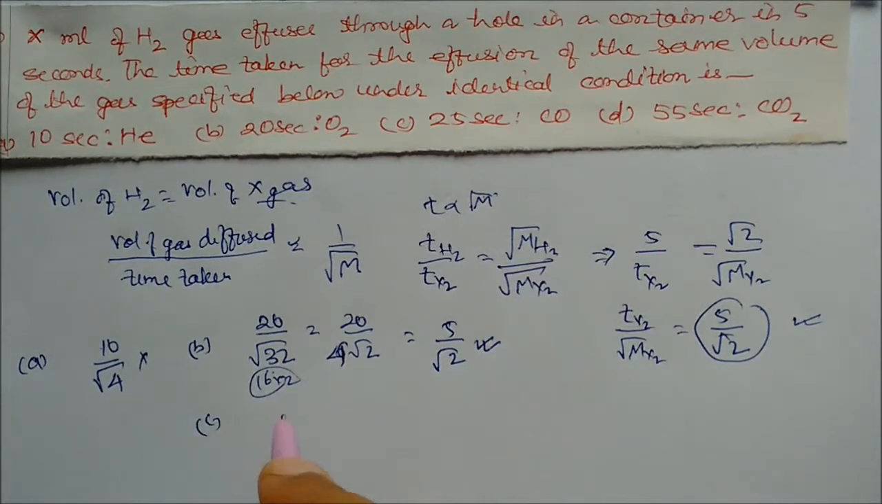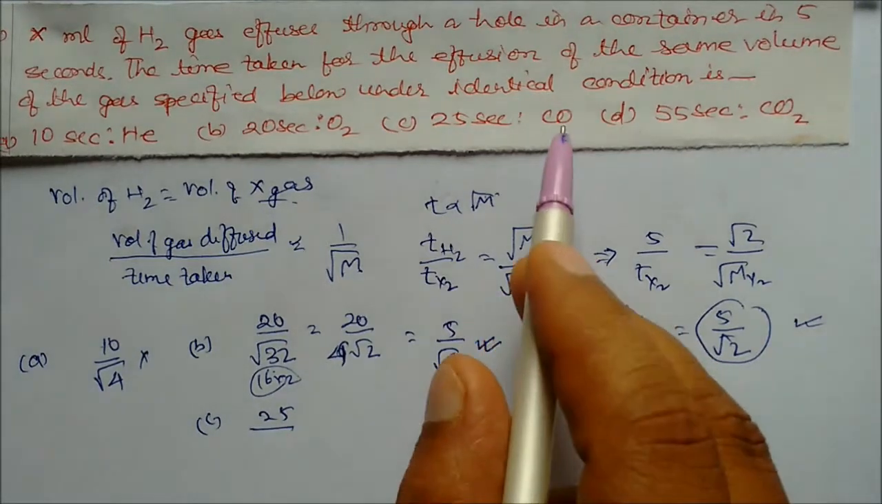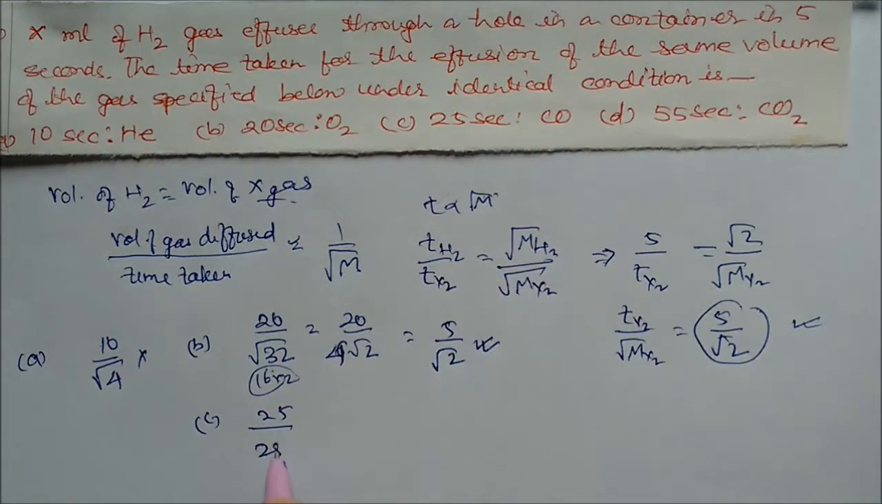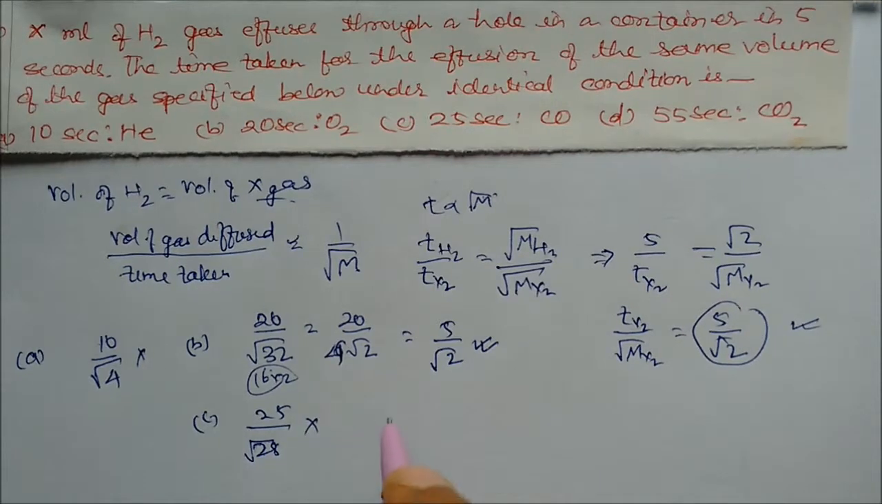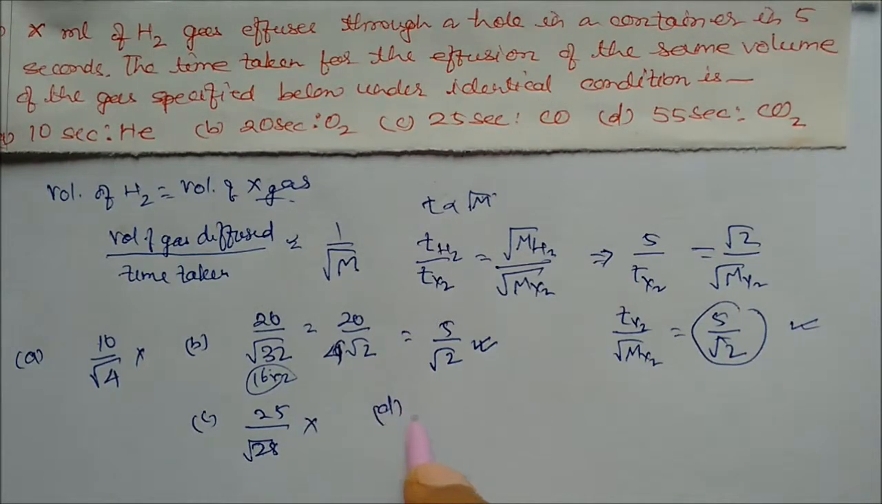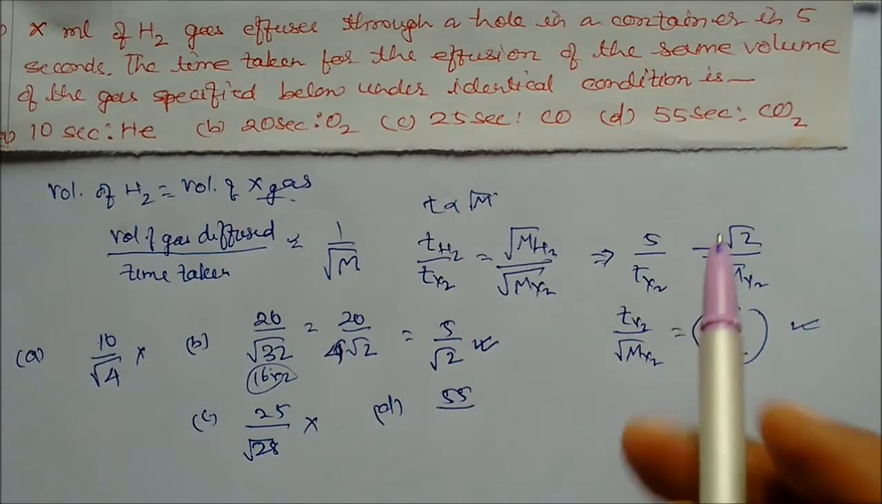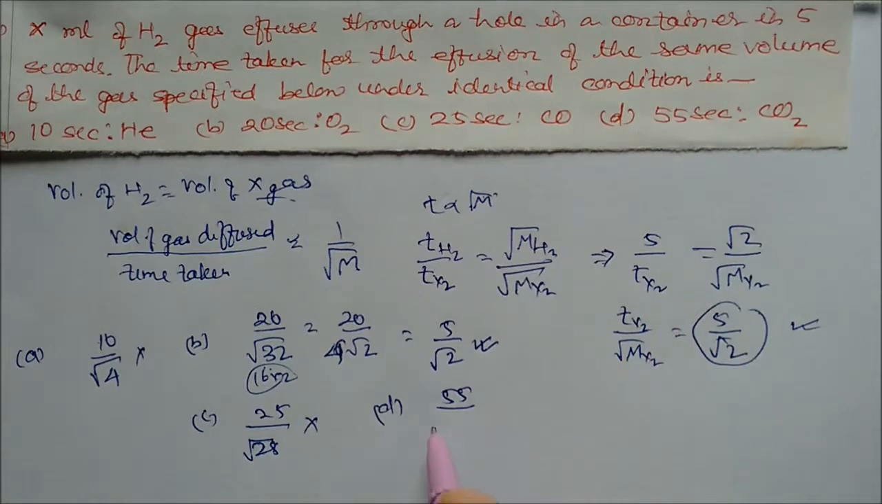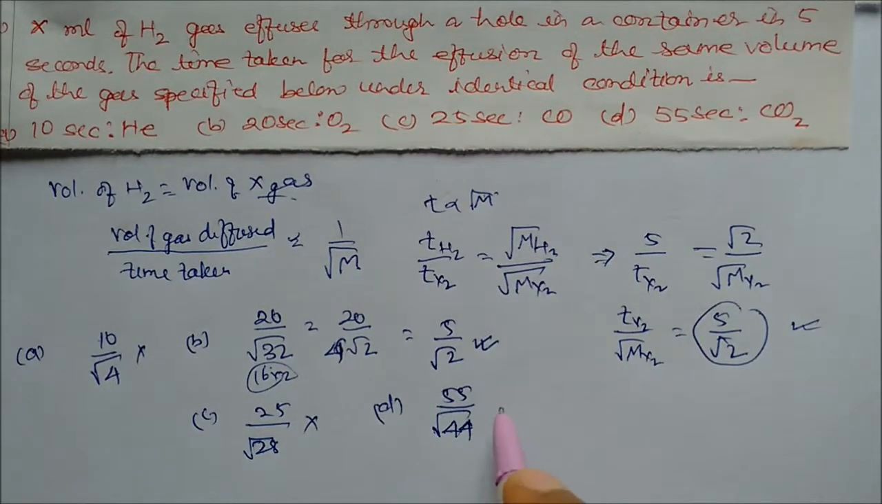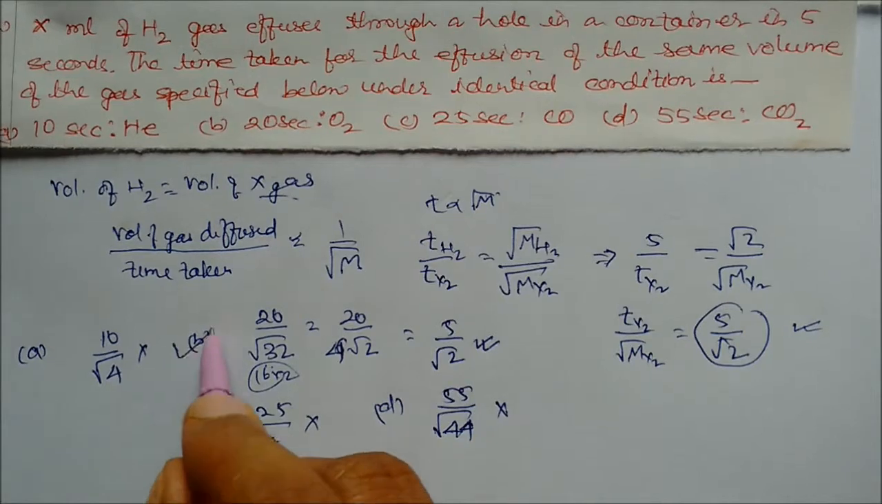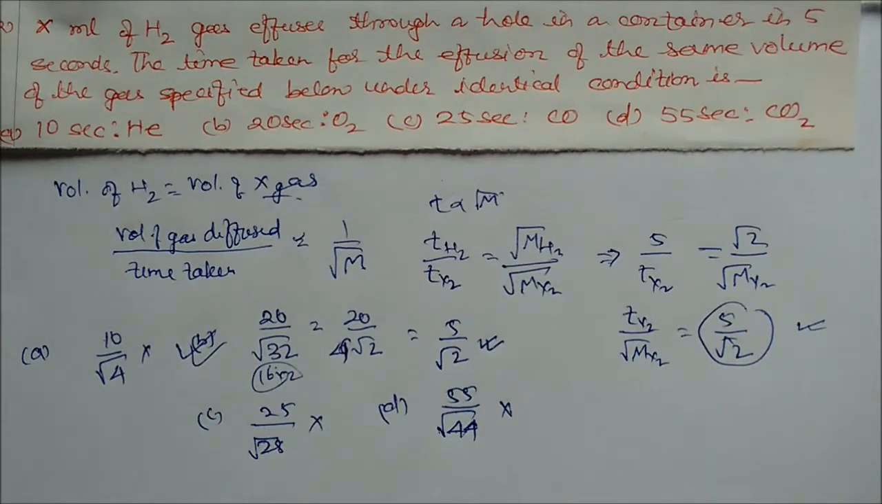If you check C also, C is 25 divided by the molar mass of carbon monoxide. Carbon monoxide is root 28, so this is also not it. Again D, take 55, and the molar mass of carbon dioxide is 44, so the square root of 44. So this is also not it. So answer B is correct.